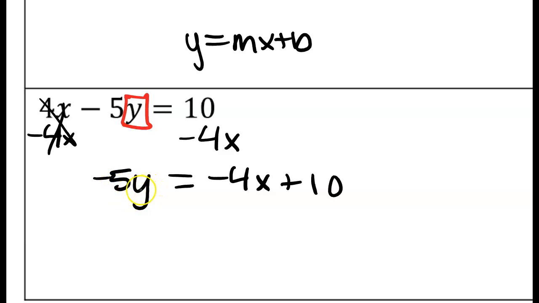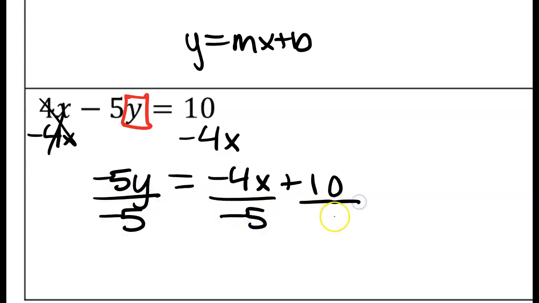Now last step, all I have to do: negative 5 is in front of y. That means they're being multiplied. To undo that multiplication, let's divide every single term by negative 5. On the left, negative 5 divided by negative 5 cancels out to just get 1. So you get 1y, or just y, equals a negative divided by a negative. Well, you can't really divide 4 by 5 without getting a decimal or a fraction.